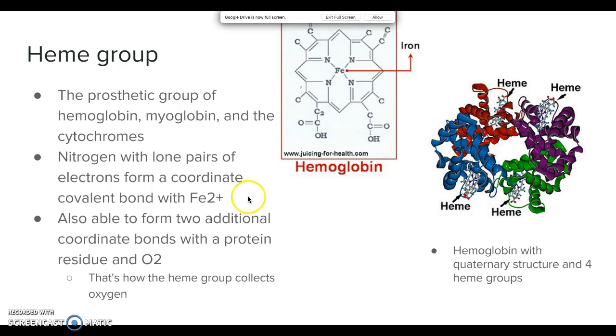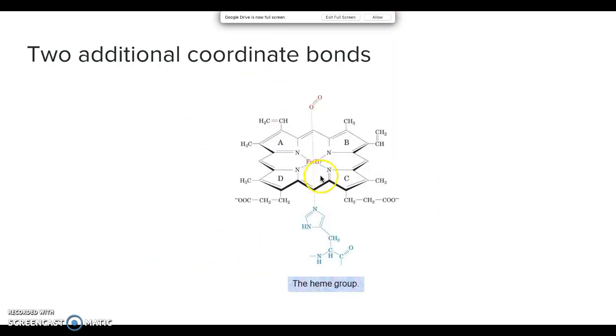Like chlorophyll, it forms coordinate covalent bonds with the nitrogens, but unique to the heme group is the ability to form 2 additional coordinate covalent bonds with a protein residue and oxygen. That is seen here, where iron has a coordinate covalent bond right here with oxygen and a protein.